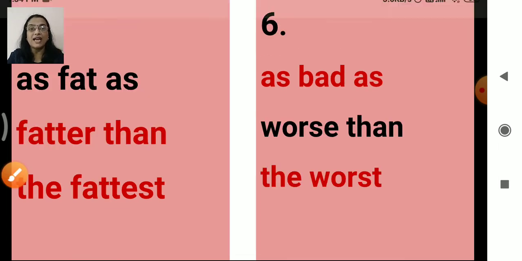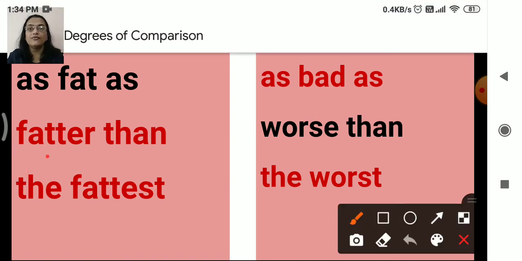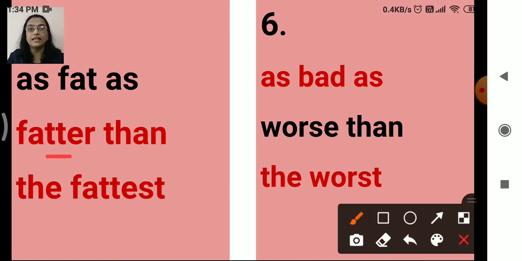As fat as. Now here it is doubled. Can you see? Fatter. Fatter than. The fattest. Right? And the sixth one. As bad as. Now it has changed into worse than. The worst. Okay, we do not say bad, badder, baddest. That is wrong. What we have done here?